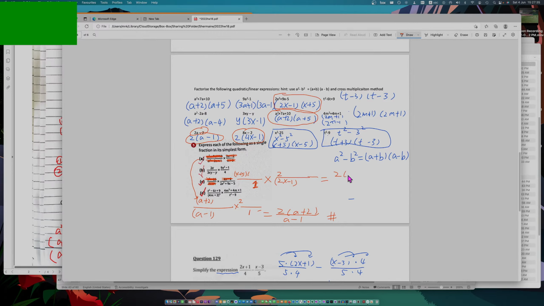So above is 2 times (x plus 5), below is 1 times 2. 1 times anything is anything, right? So simplify a bit. Open bracket is this. Are you clear? Same thing, you keep doing the same thing.